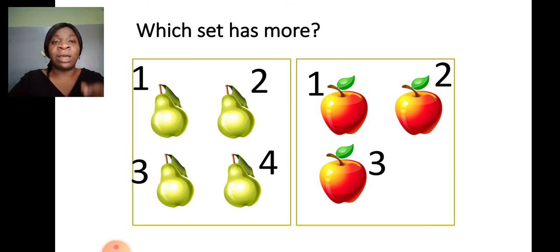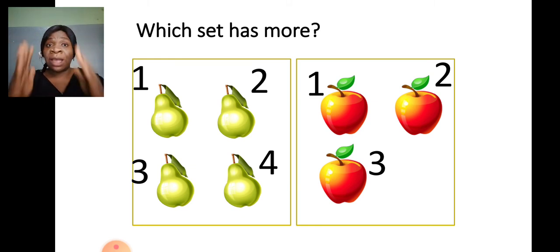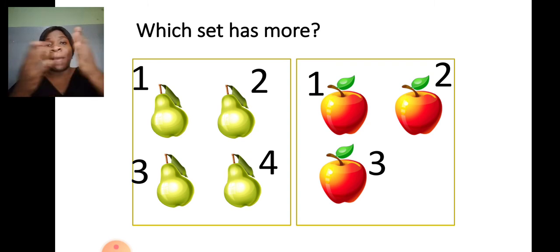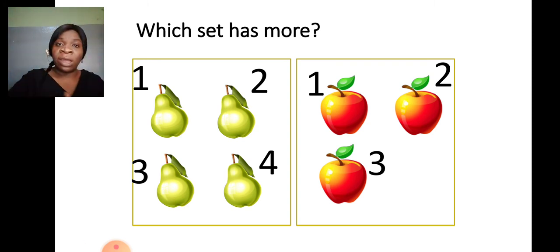So looking at this, we counted 4 pears and we counted 3 apples. So which set has more? Yes, you're right. The pears have more because there are 4, and the apples have less because there are 3. So the pears are more than the apples. 4 is a bigger number than 3.